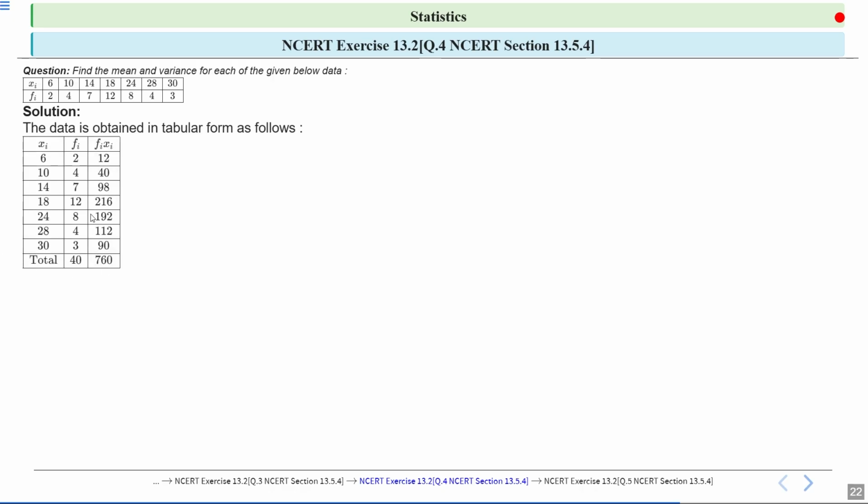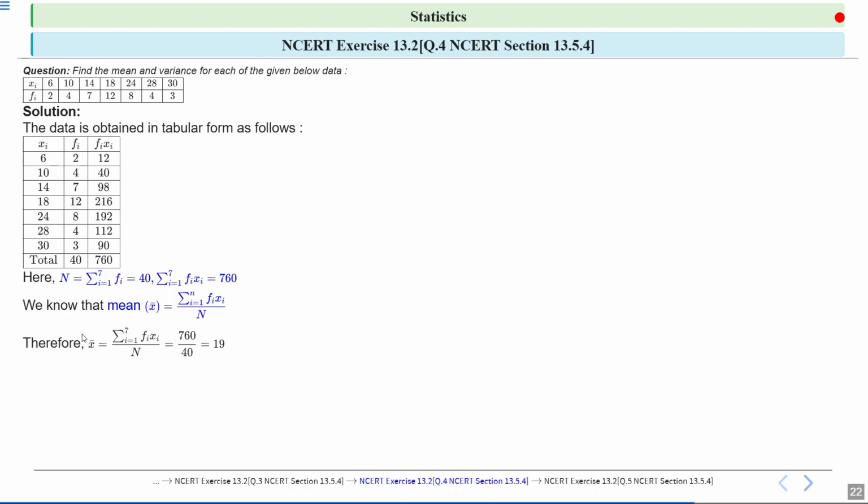So, look at this table. Here we added a third column, where we calculated fi times xi. Here n, the summation from i equal to 1 to 7 of fi, is equal to 40, and the summation from i equal to 1 to 7 of fi times xi is 760. And we know that the mean x bar equals the summation from i equal to 1 to n of fi times xi divided by n. Therefore, x bar equals 760 divided by 40, and this is simply 19.